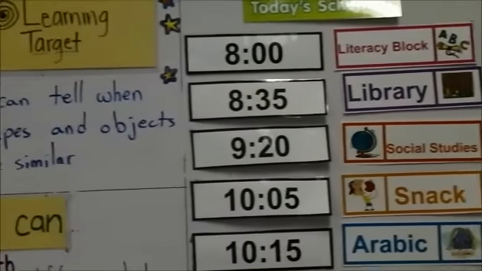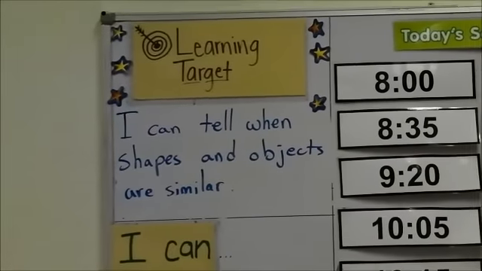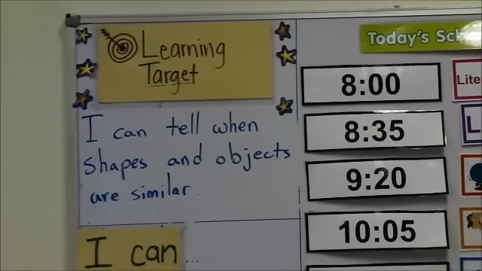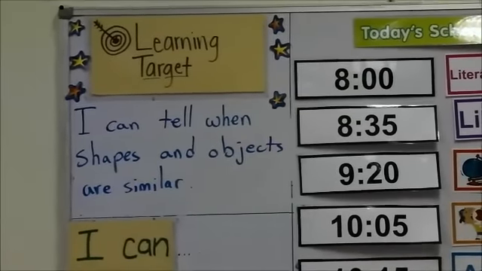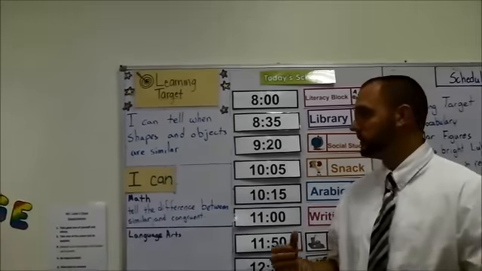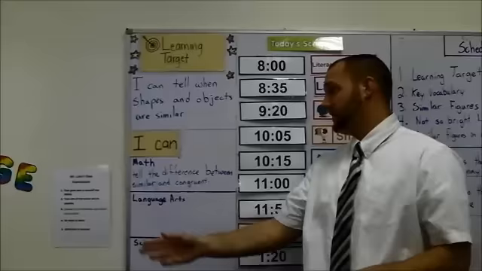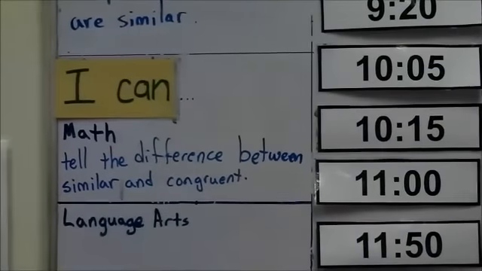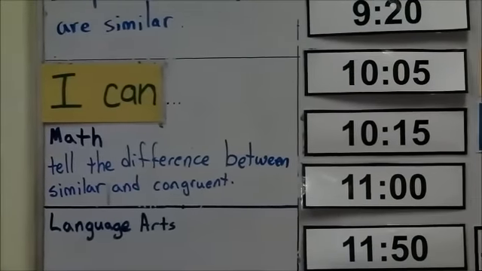So let's take a look over here at our learning target. It says, I can tell when shapes and objects are similar. So by the end of this, I hope you can tell which ones are similar and also which ones are congruent. And then it says down here, I can tell the difference between similar and congruent. So we can actually tell the difference between the two.